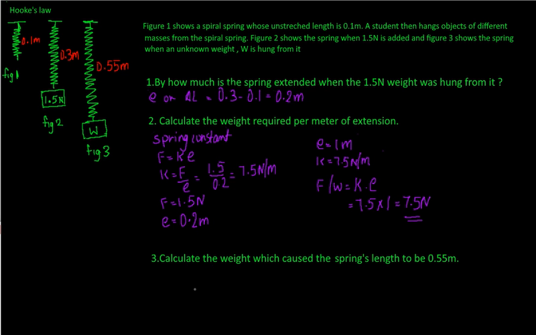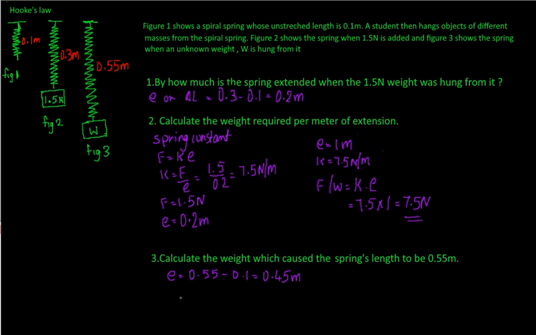Now calculate the weight which causes spring's length to be 0.55 meter. What is given here is spring's length, not extension. So we have to find out the extension here, that is 0.55 take away 0.1, which is the length of the unstretched spring, which is equal to 0.45 meters.